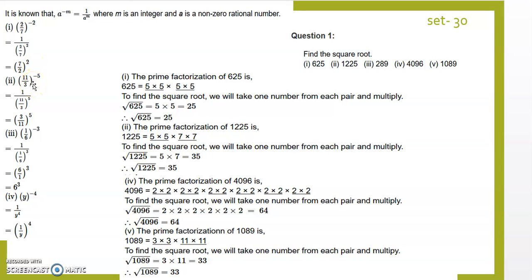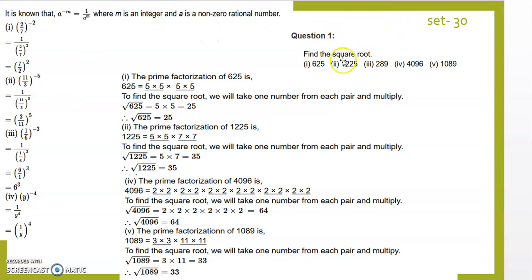11 upon 3 raised to minus 5. So it will be 3 upon 11 raised to 5. Then 1 upon 6 raised to minus 3. So it will be 6 upon 1 raised to 3, or you can write it as 6 raised to 3. Because suppose it is 4 upon 1, what is the meaning of 4 upon 1? It is 4. So 6 upon 1 means it is 6 only. Then y raised to minus 4. So it will be 1 upon y, the whole raised to 4. Next we will come to the last set.